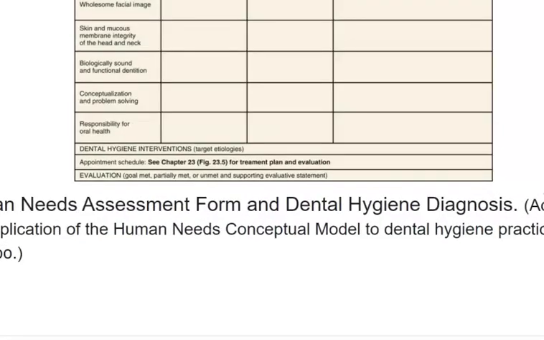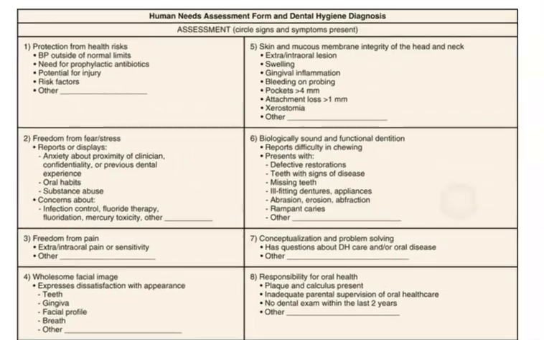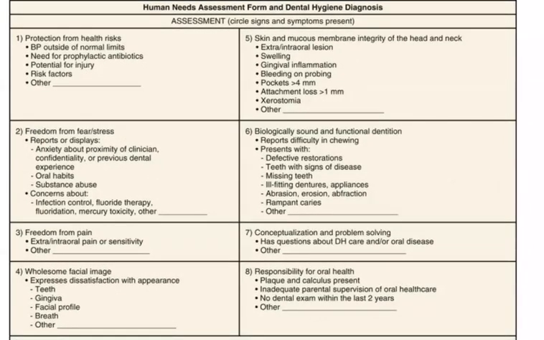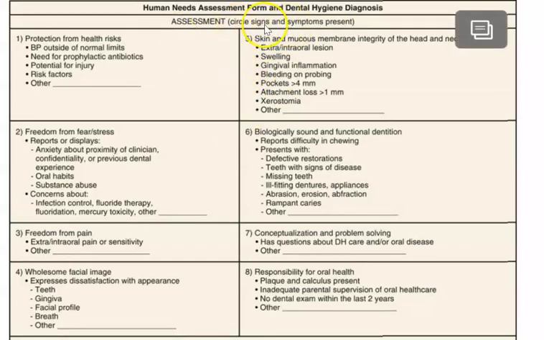And so what I want to show you, let me make this bigger, is that there are 8 human needs assessment, and let's go over them. So the way this works is when you finish the assessment period with your client, so you've gathered all their health history information, their medical history, their dental history, their social history, you have gathered the extraoral, intraoral assessment, you have done the perio assessment, you have done radiographs, you have done hard tissue charting. So you have all the assessment. Now we need to circle all the things you found from your assessment.